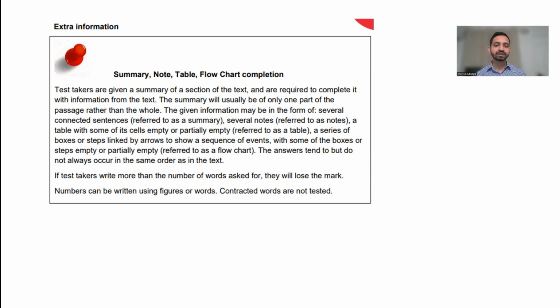The given information may be in the form of several connected sentences referred to as summary, several notes referred to as notes, a table with some of its cells empty or partially empty referred to as table, a series of boxes or steps linked by arrows to show a sequence of events with some of the boxes or steps empty or partially empty referred to as flowchart.